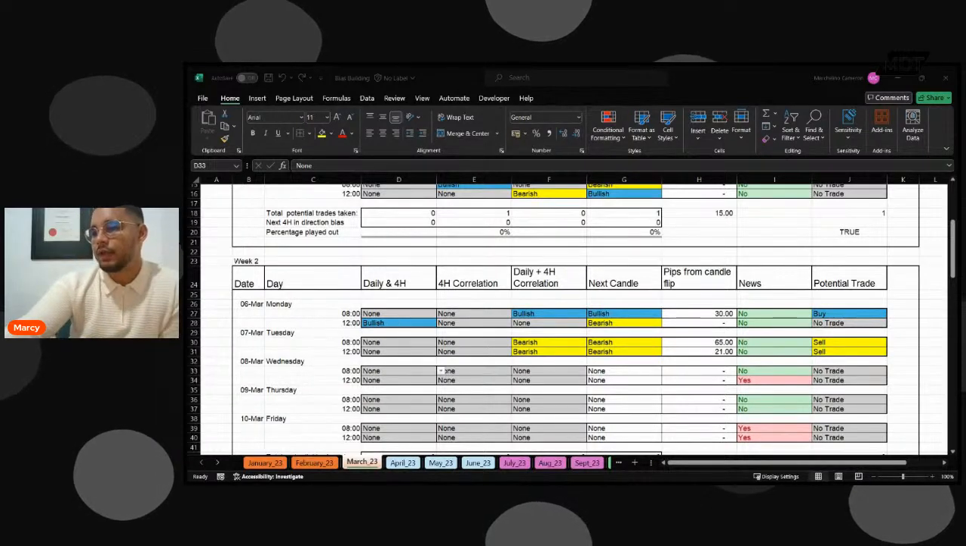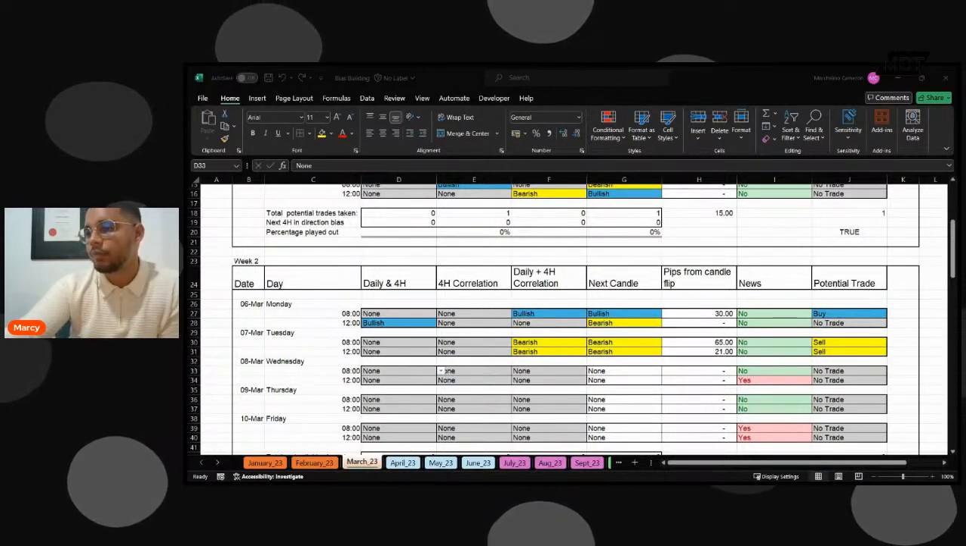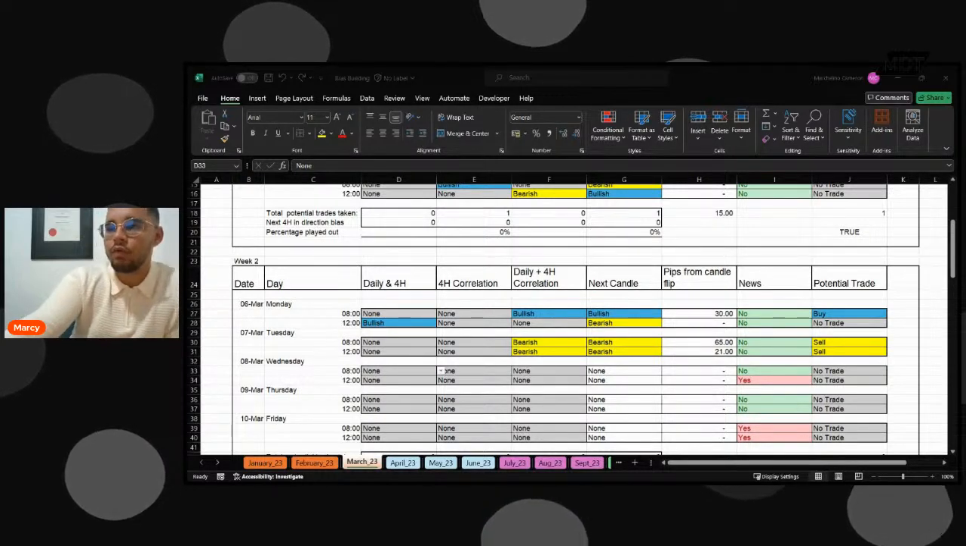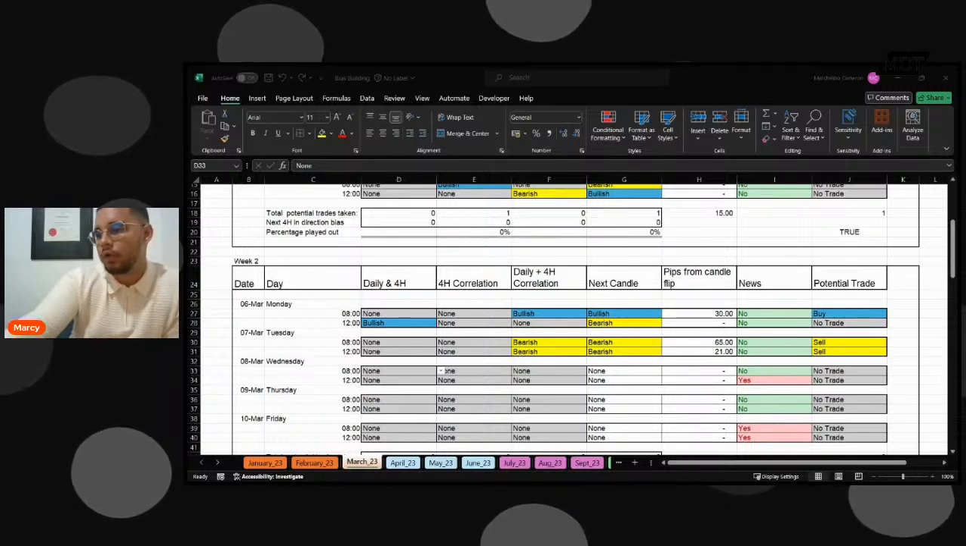And we're going to Wednesday. So this is the Wednesday candle. So we're looking at Tuesday. Tuesday was bearish. So we know that we're potentially looking for a 4H bearish close at 4 o'clock. Or the 4 o'clock open, 8 o'clock close.